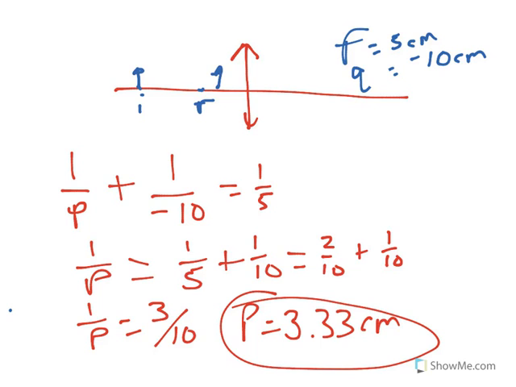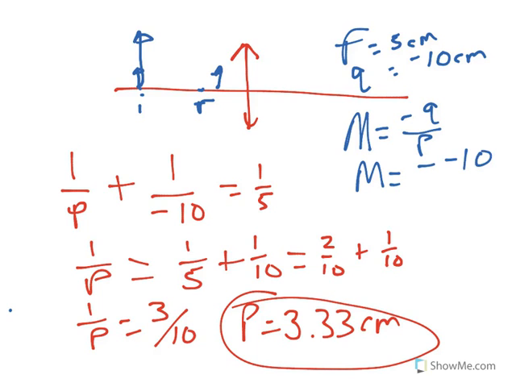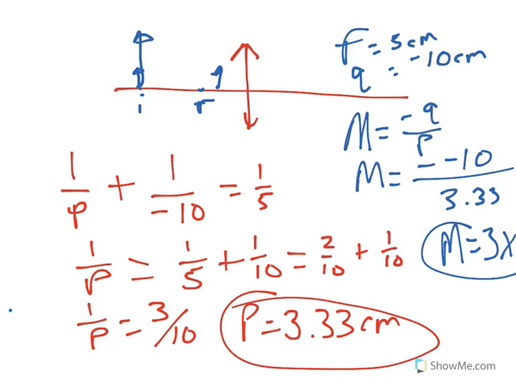Now take a moment and look at your notes, and then figure out whether or not the image should be bigger or smaller. All right? You should notice that the image should be larger, because this is what happens when you put the magnifying glass up close to the paper. So our image is actually going to be quite a bit bigger. But we can figure out exactly how much bigger, since the magnification is equal to negative Q over P, which is negative negative 10 over 3.33333, and the magnification would be equal to 3 times. So the image should be 3 times bigger.